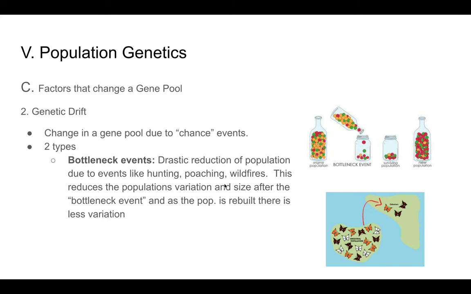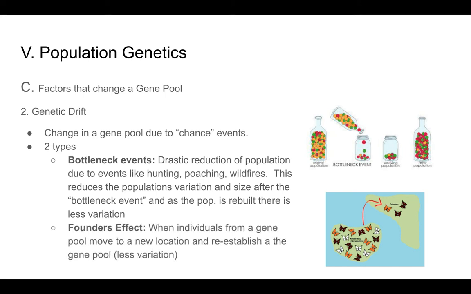We have a drastic reduction in the population due to chance-based events like natural disasters, wildfires, hunting and poaching, overhunting and poaching. That takes the original population and reduces it down in size and variation. As a result, when those individuals reproduce, the new population contains less variation.